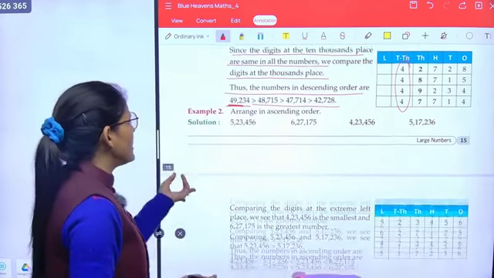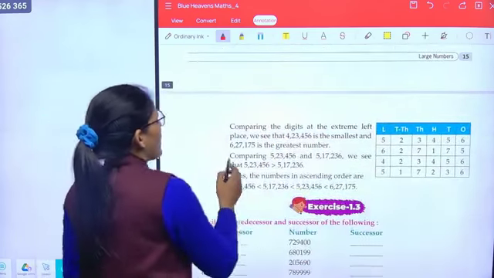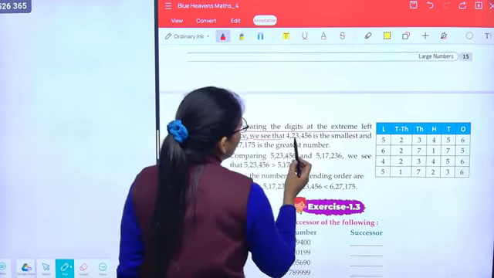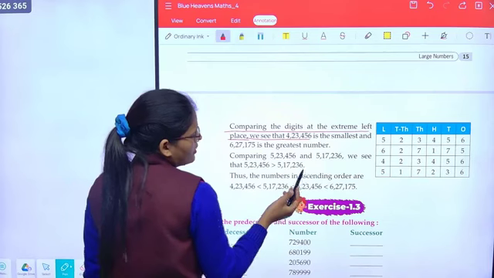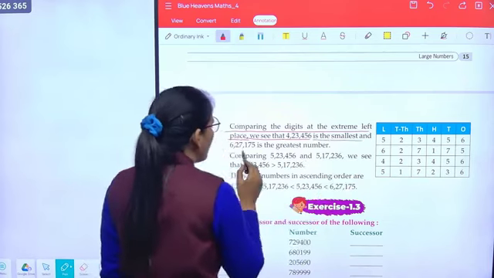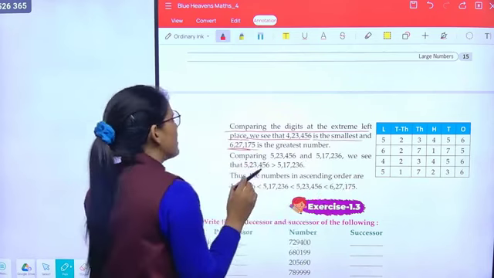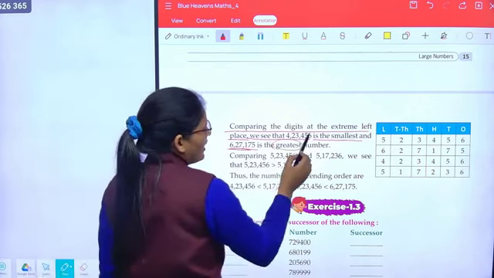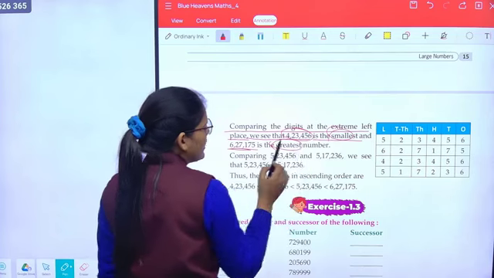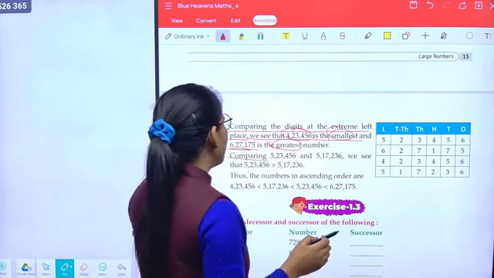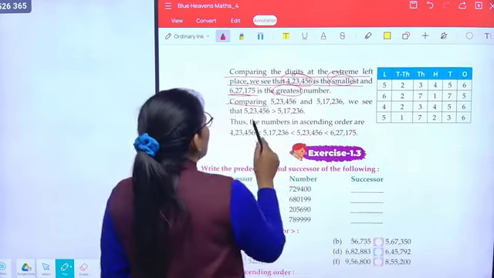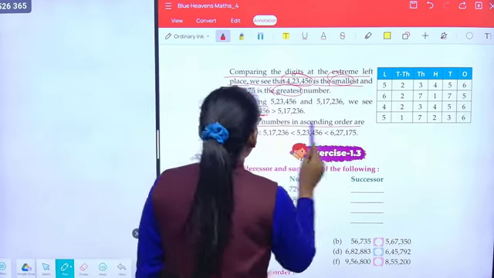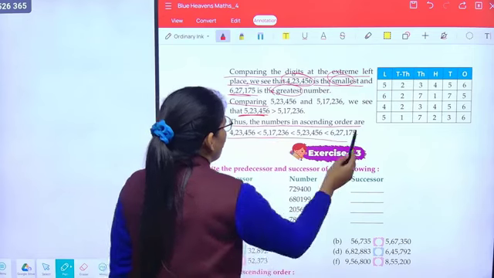Understand? Arrange in ascending order. Now, comparing the digits at the extreme left place, we see that 4,23,453 is smallest and 6,27,175 is the greatest number. ये वाला क्या था? Smallest और ये था greatest. Now comparing, अब इन दोनों में हम compare करेंगे तो ये इससे बड़ा है. Okay, thus the numbers in ascending order are this. Understand?